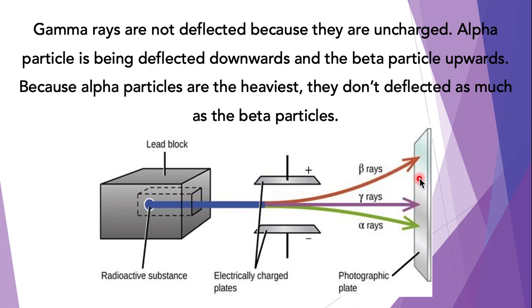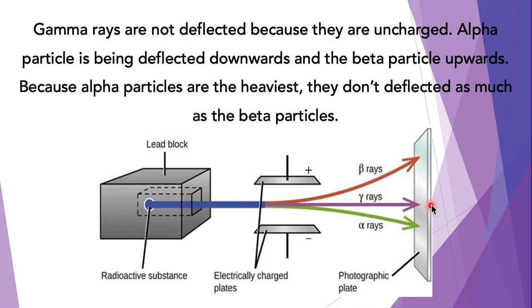But you can see something here. As you can see, the beta rays are being attracted towards the positively charged plate more than the alpha rays are towards the negatively charged plate. So these beta rays are going upwards more than the alpha rays are going downwards. The alpha rays do not deflect as much as the beta particles. The reason for this is that alpha particles are heavy. Alpha particles are the heaviest of all three, and beta particles are lighter than the alpha particle, so they get deflected more. Alpha particles are slow and heavy, so they do not get deflected as much as the beta particles.